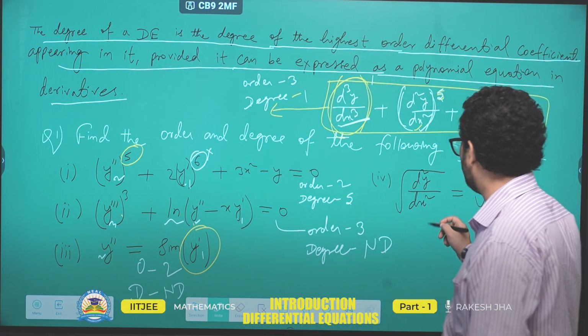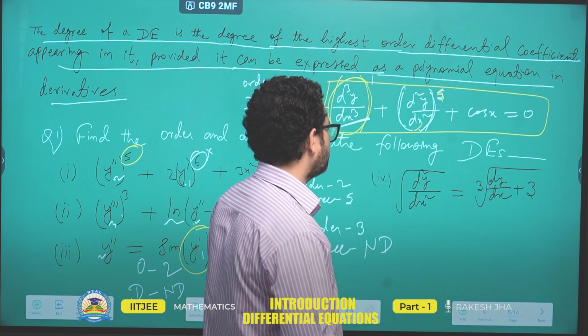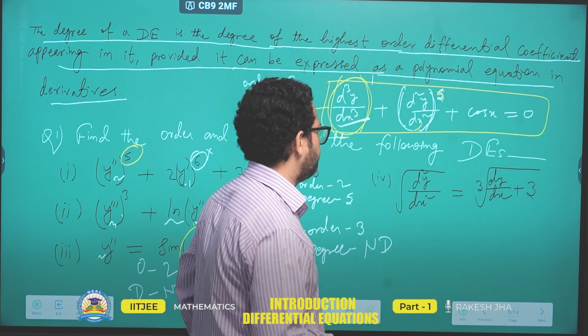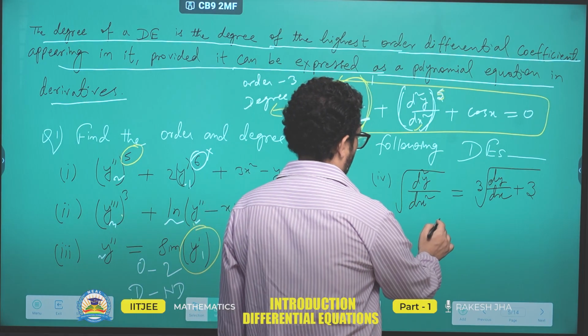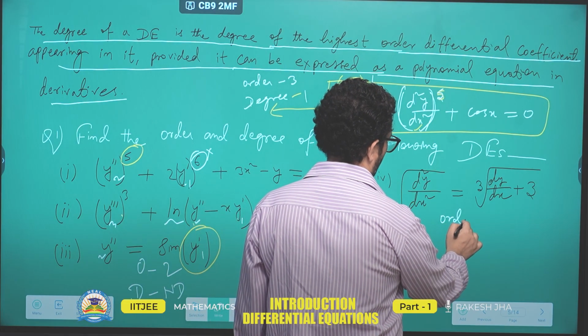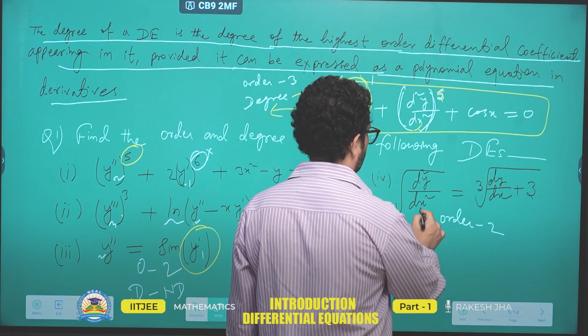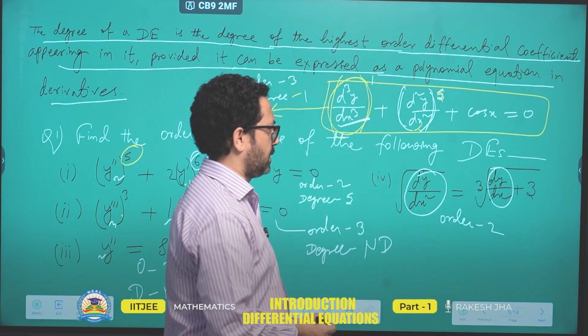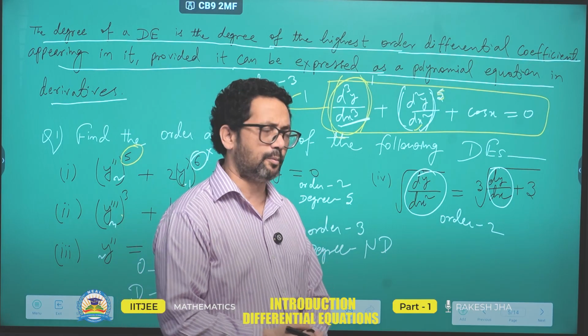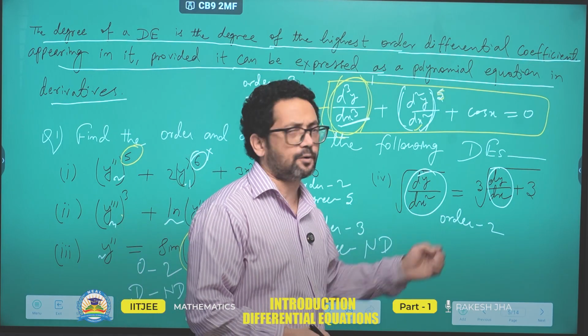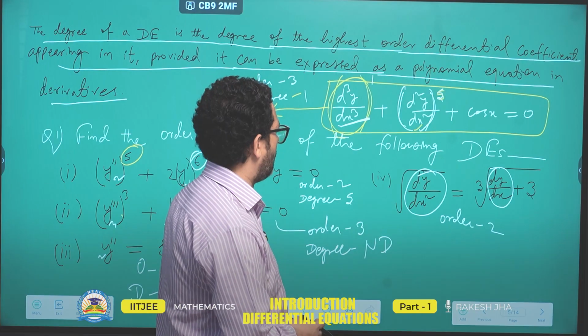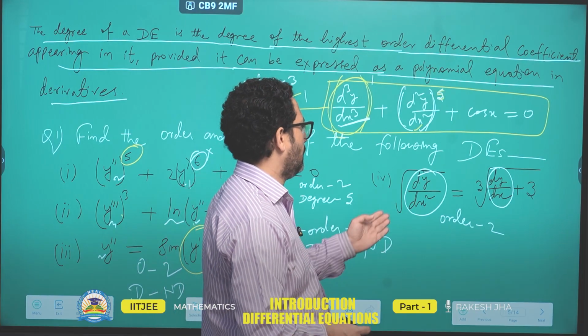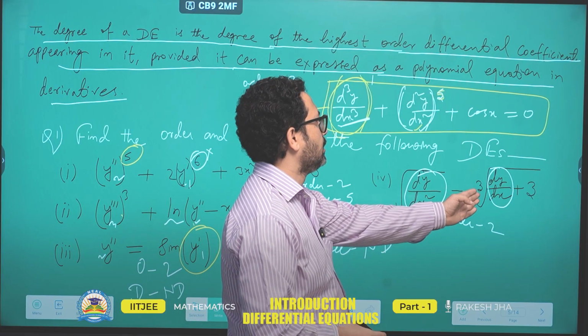Now let's talk about the fourth question. In the fourth question, order of course will be 2. Order is 2 because this is second order and this is the first order. But as far as degree is concerned, this is not in the form of polynomial, but it can be transformed into the form of polynomial. How? Here it is a root, here it is a cubic root.